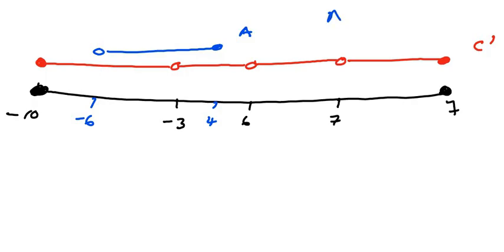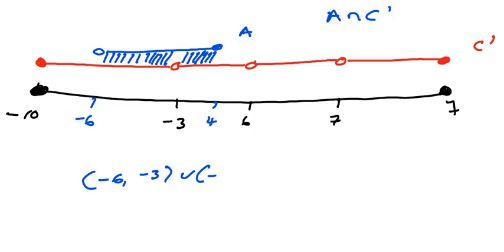So now they're asking for A intersection C complement. So where are we seeing A overlapping with C complement? It's just here. Then here it's open. Then we come here again. We show this part. So meaning the answer is from open negative 6 to negative 3, union open at negative 3, and 4 closed. This is going to be your answer for the first case. Hope this makes sense.